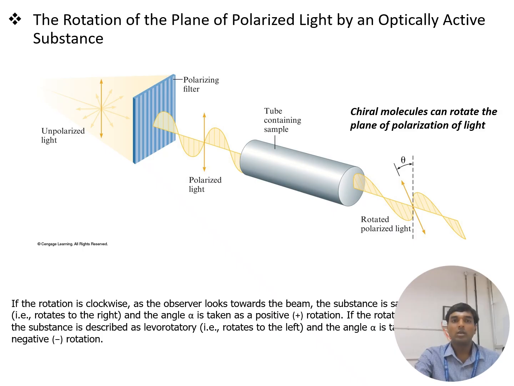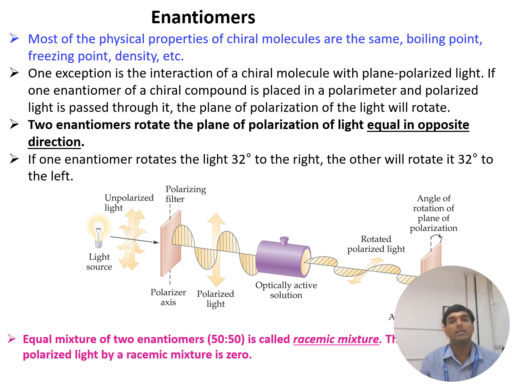Now when light passes through chiral molecules, the chiral molecules can rotate the plane polarized light either clockwise or anti-clockwise. If the chiral compound rotates plane polarized light in a clockwise direction, the compound is called dextrorotatory, and if it rotates in an anti-clockwise direction, it is called levorotatory, D or L.